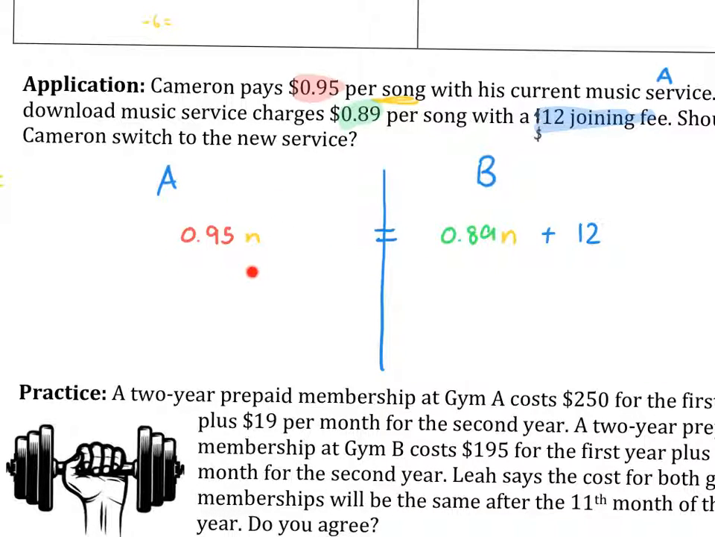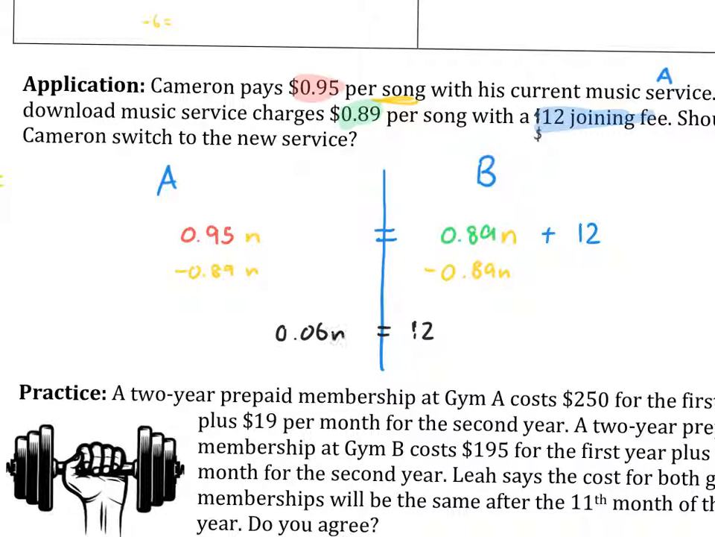So right now, this one is cheaper than B. But at some point in time, B is going to be less expensive. When is that? That's going to be N. So here I can subtract 0.89N from both sides. So this one gives me 0.06N equals 12. Let's just practically think about what this means.